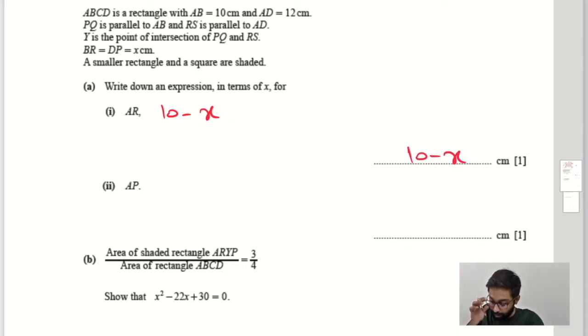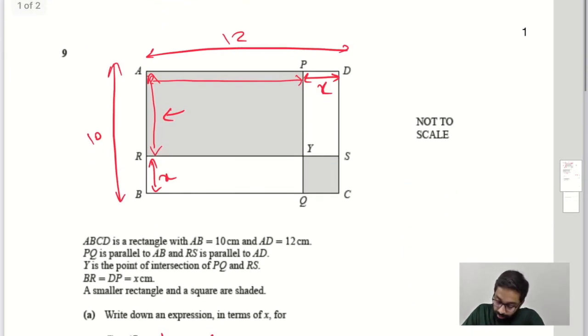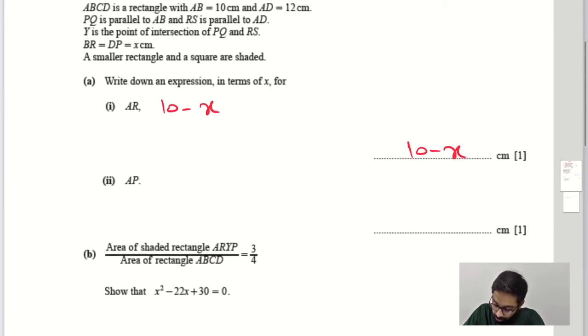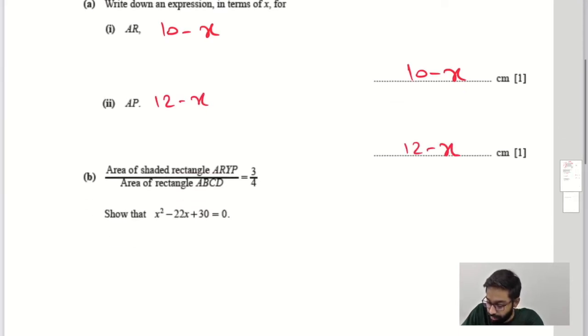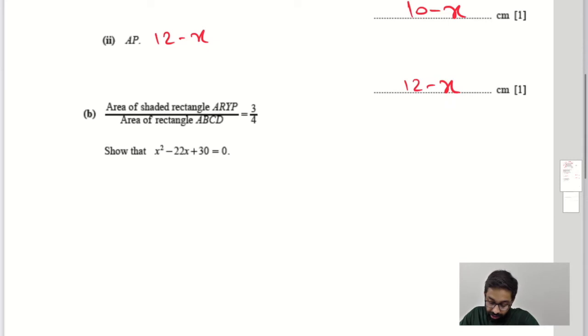Let's write that right here. Okay, AP, that means if you're talking about this length, if you subtract X from 12, you would get AP. So AP is 12 minus X, so let's write that over here. The next part says area of shaded rectangle ARYP over area of rectangle ABCD equals 3 over 4. Show that x square minus 22x plus 30 equals 0.